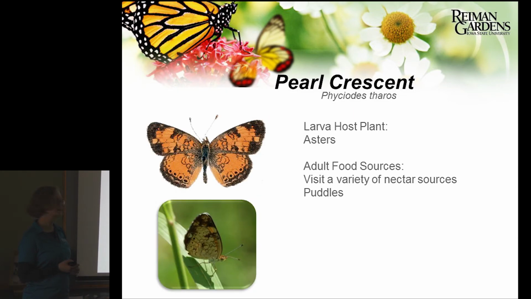Pearl Crescent. Pearl Crescent is a small butterfly, probably more the size of a lycaenid, maybe 1.5 to 2 inches for a wingspan. Their larval host is an aster. They like to nectar on a lot of different flowers, and you can find them puddling. Small orange and black pattern on the upper side of the wings. The best way to distinguish these guys, if you can find them sitting with their wings closed, is they have this little crescent moon shape on the outside of their hind wing.